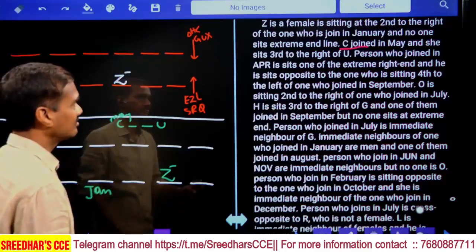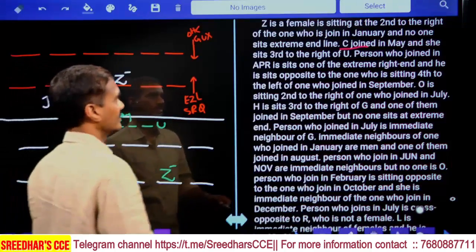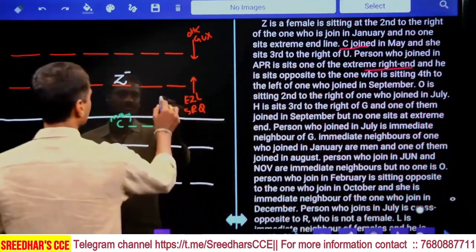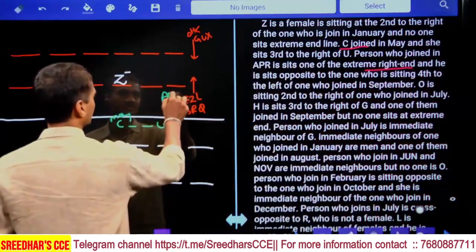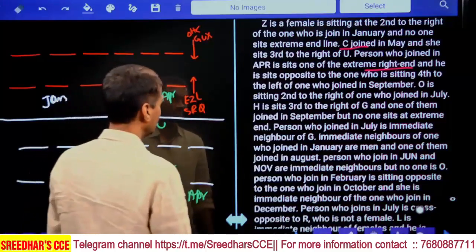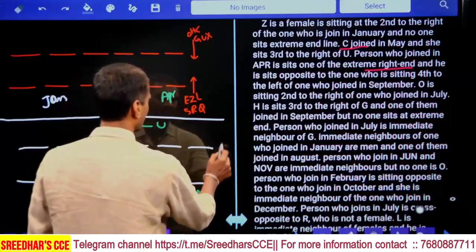Person who joined in April sits at the extreme right end, isn't it? April sits at the extreme right end. Now April sits at the extreme right end. April is here. Now April sits at the extreme right end, and he sits. He and this person is a male.